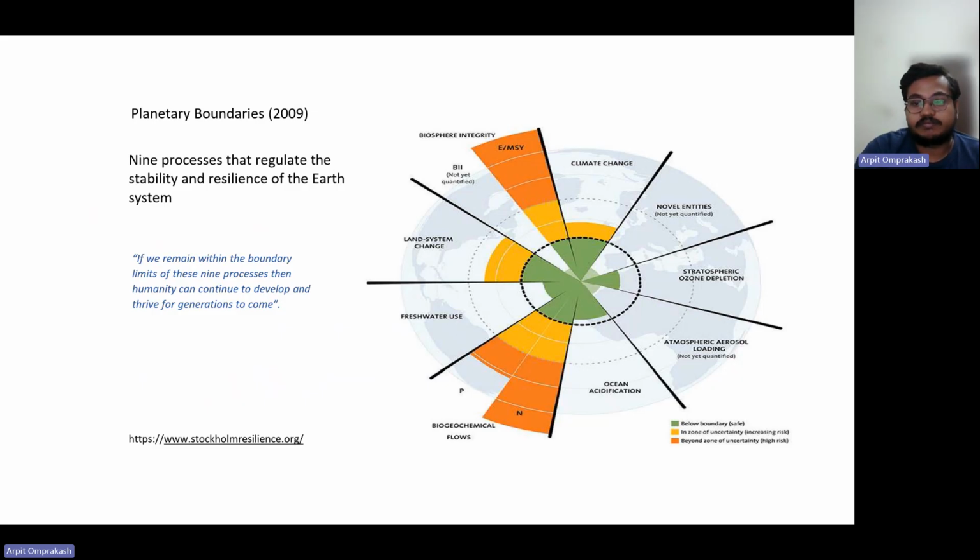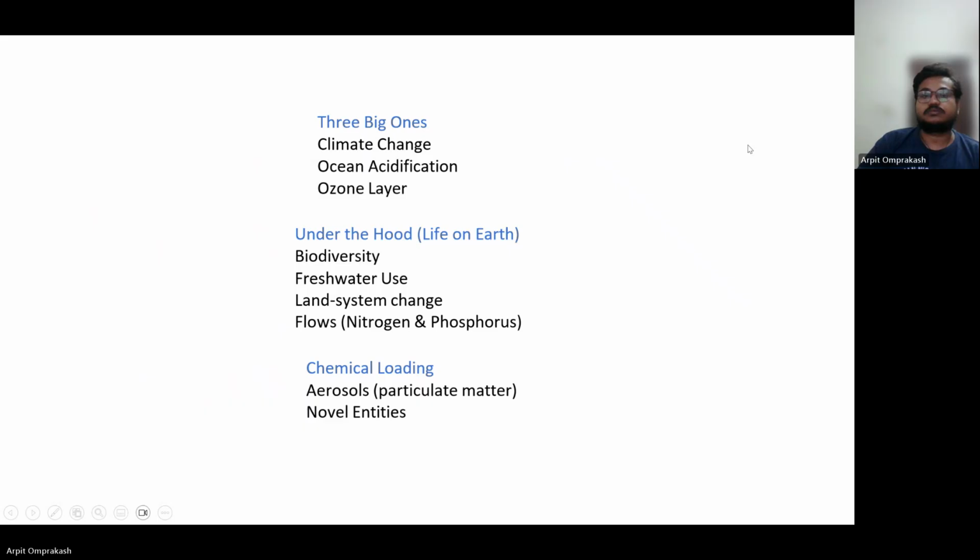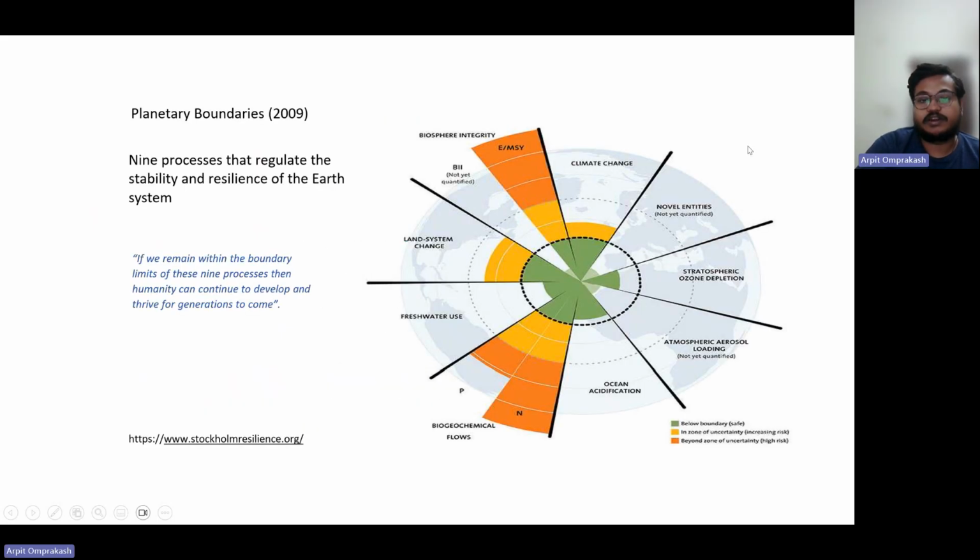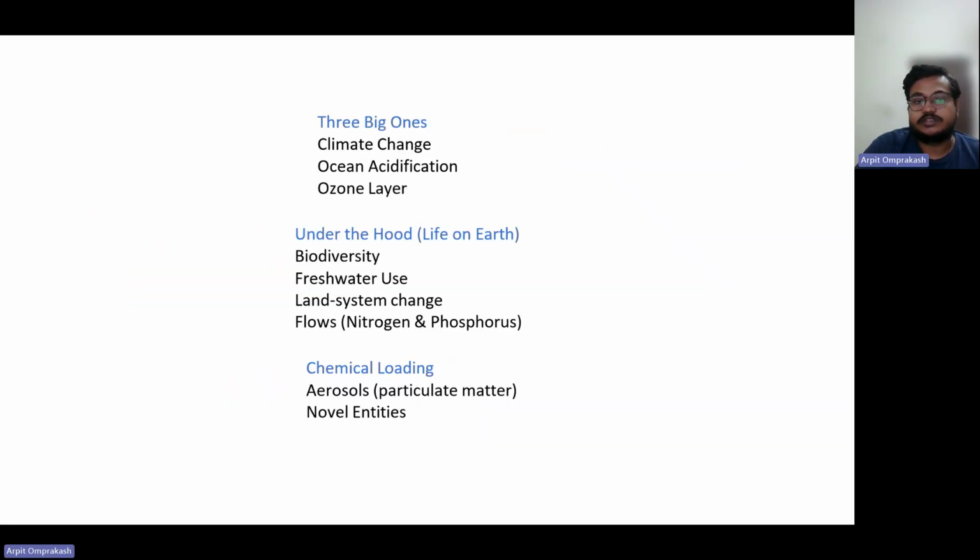They can be divided broadly into 3 categories. There are the 3 big ones, which are affecting the Earth in a pretty big way. The first is climate change, which leads to warming of the globe, increase in temperature, more frequent natural calamities and so on and so forth. Then ocean acidification, as we talked about before, and ozone layer destruction.